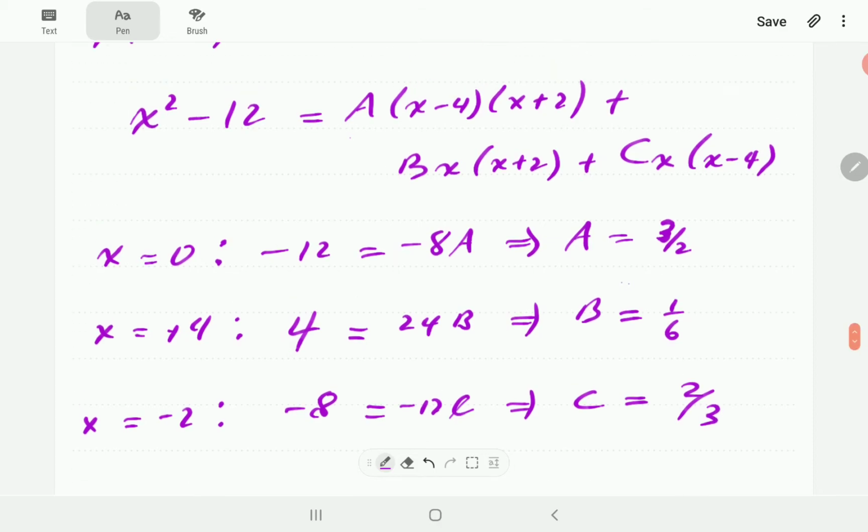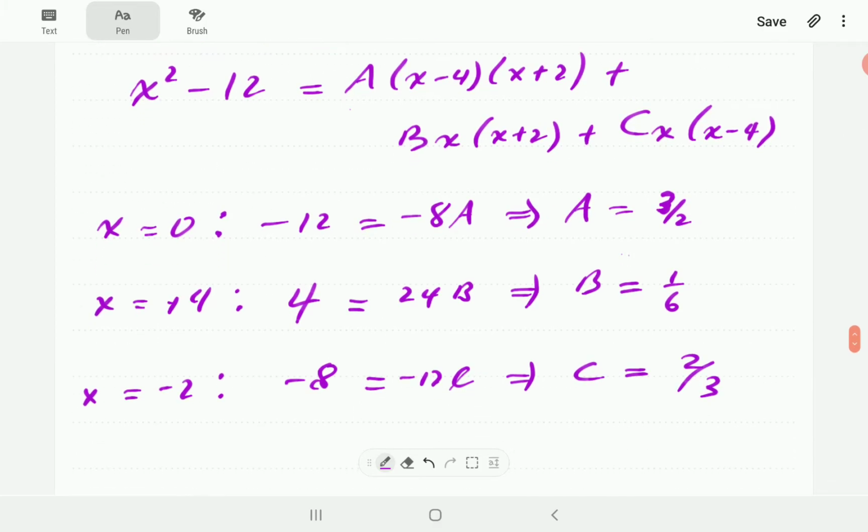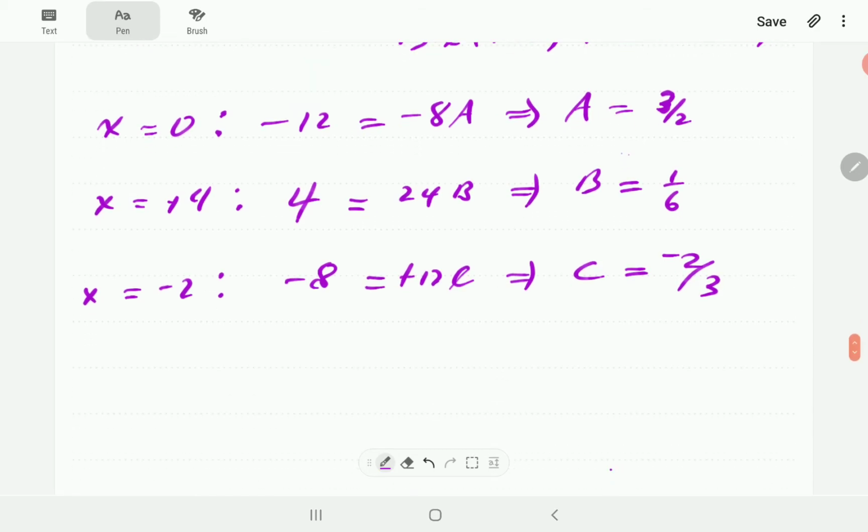Okay, just make sure that there are no mistakes here. Yeah, there is a mistake actually. From here we have negative 2 times negative 6, so that's going to be positive 12. So C is going to be negative 2/3.